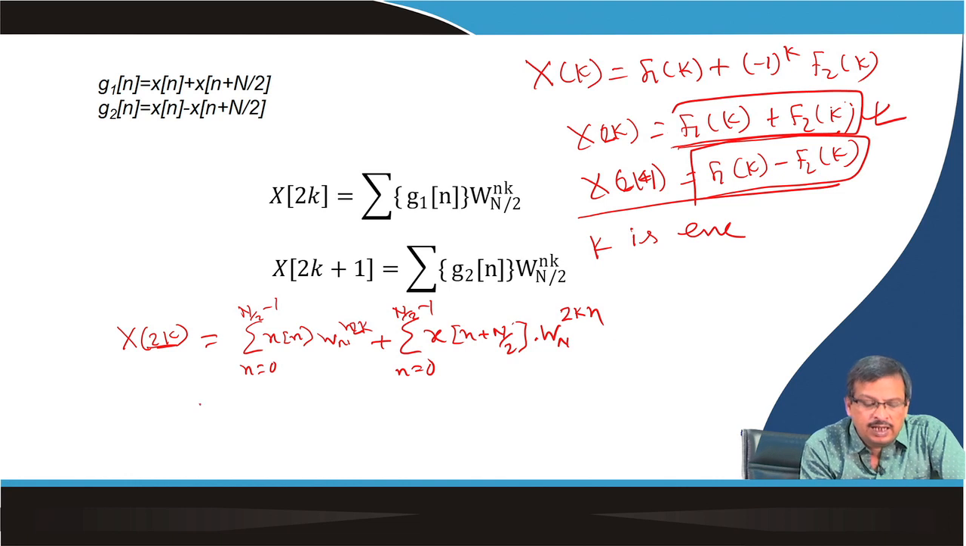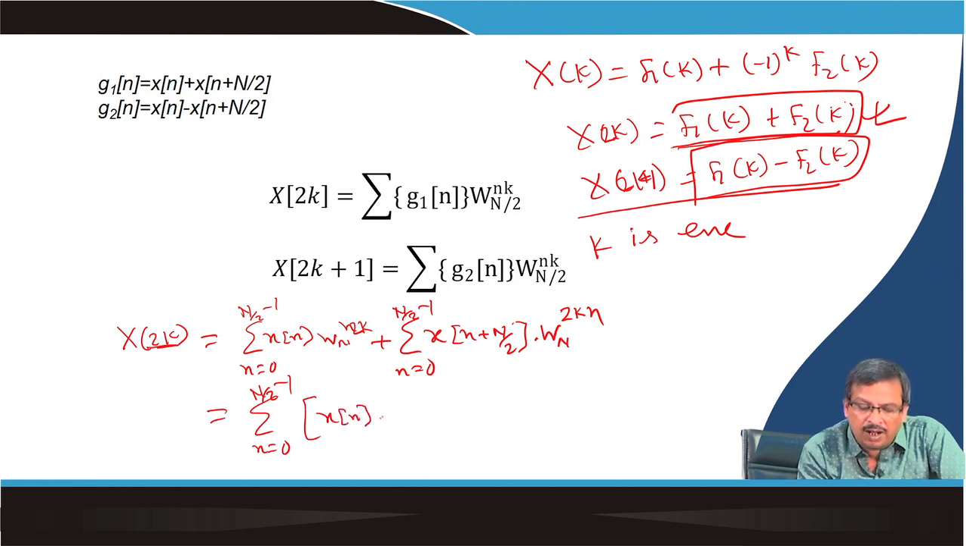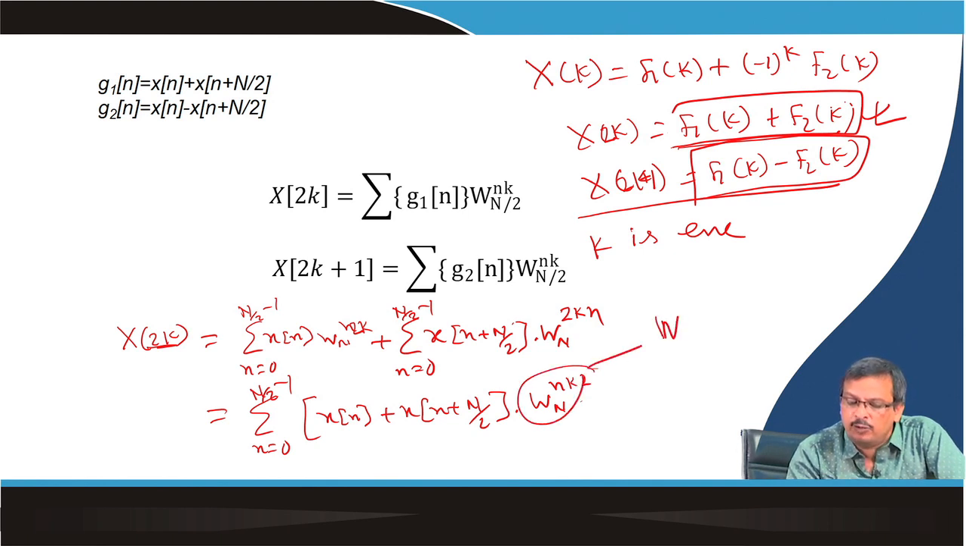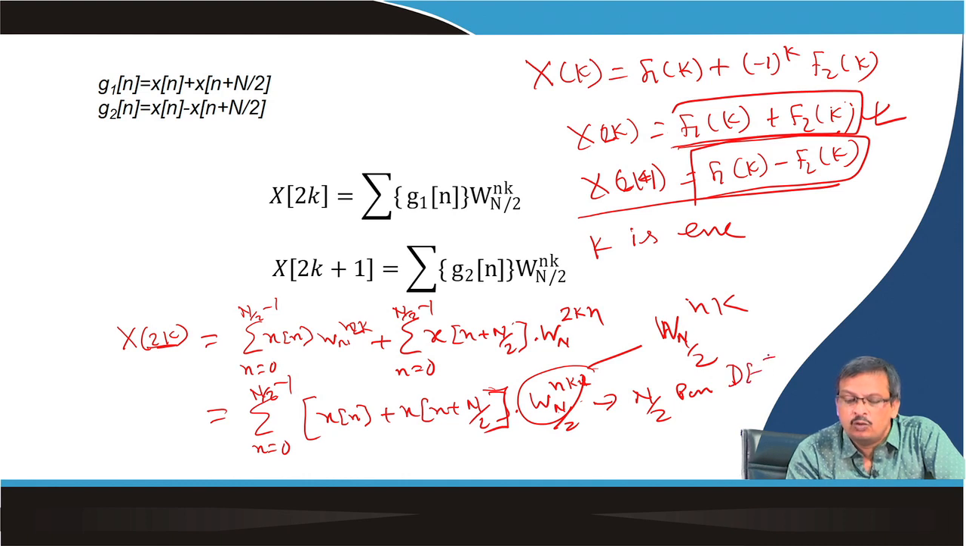So, if you see, I can say the sum over n equal to 0 to N/2 minus 1 of x(n) plus x(n plus N/2) multiplied by W_N^(2nk), which can be replaced by W_(N/2)^(nk). So, this is the signal and this is W_(N/2)^(nk). So, it is nothing but an N/2 point DFT. Whose N/2 point DFT? I will take another slide here.